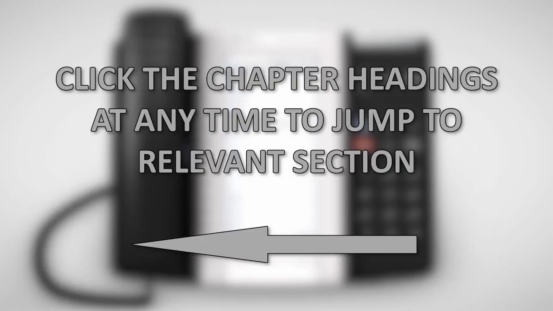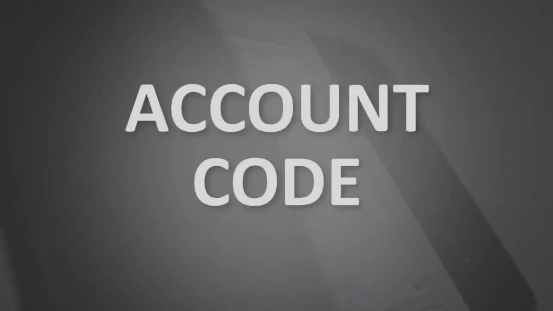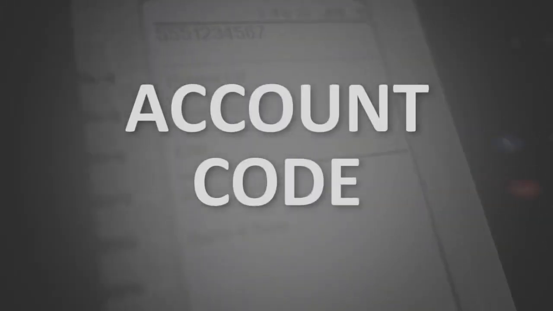To skip ahead to different features, use the navigation keys next to this video. If you notice that keys are missing from this video, you'll find them covered as fixed keys in our first user training video. The account code feature allows you to attribute a call to a specific account or department.